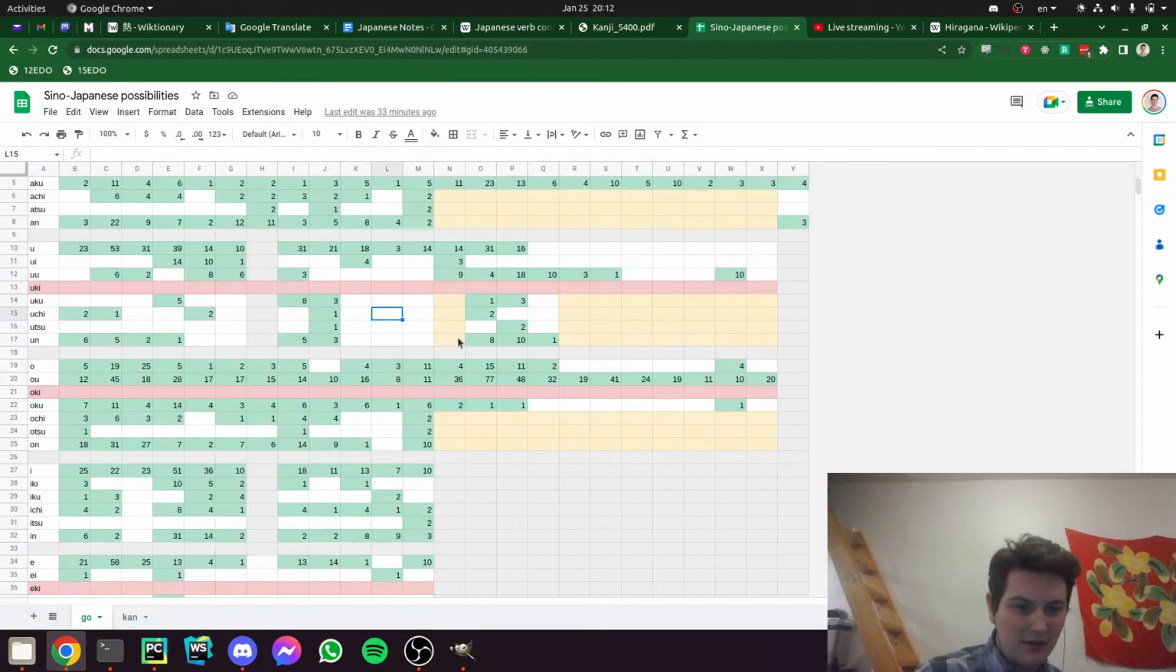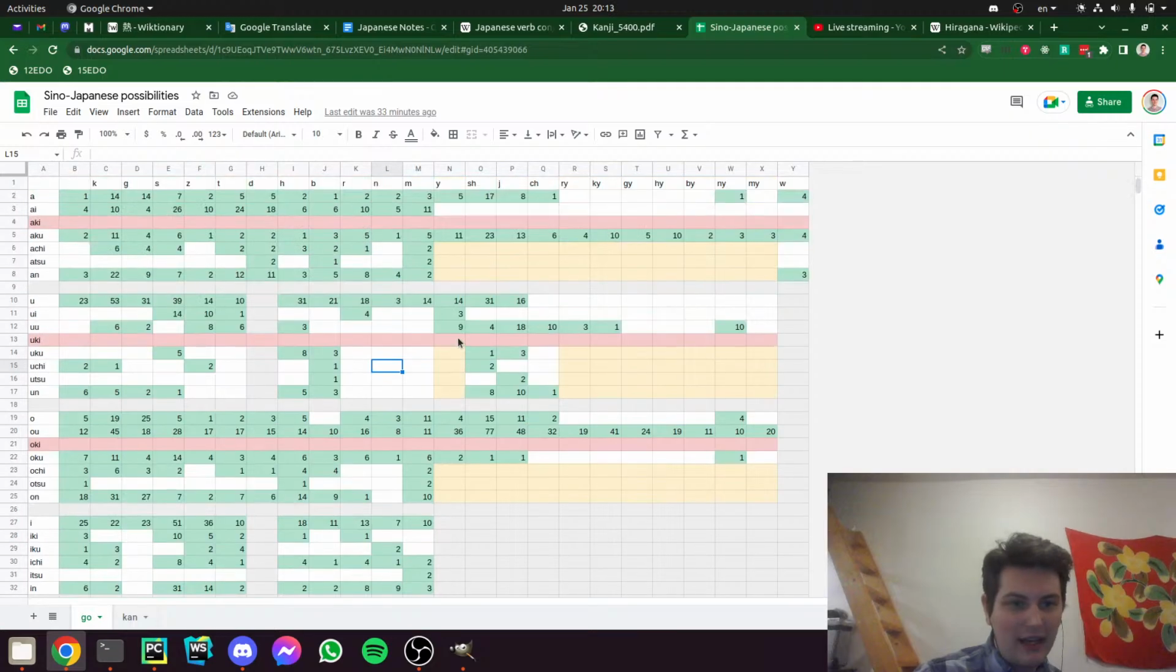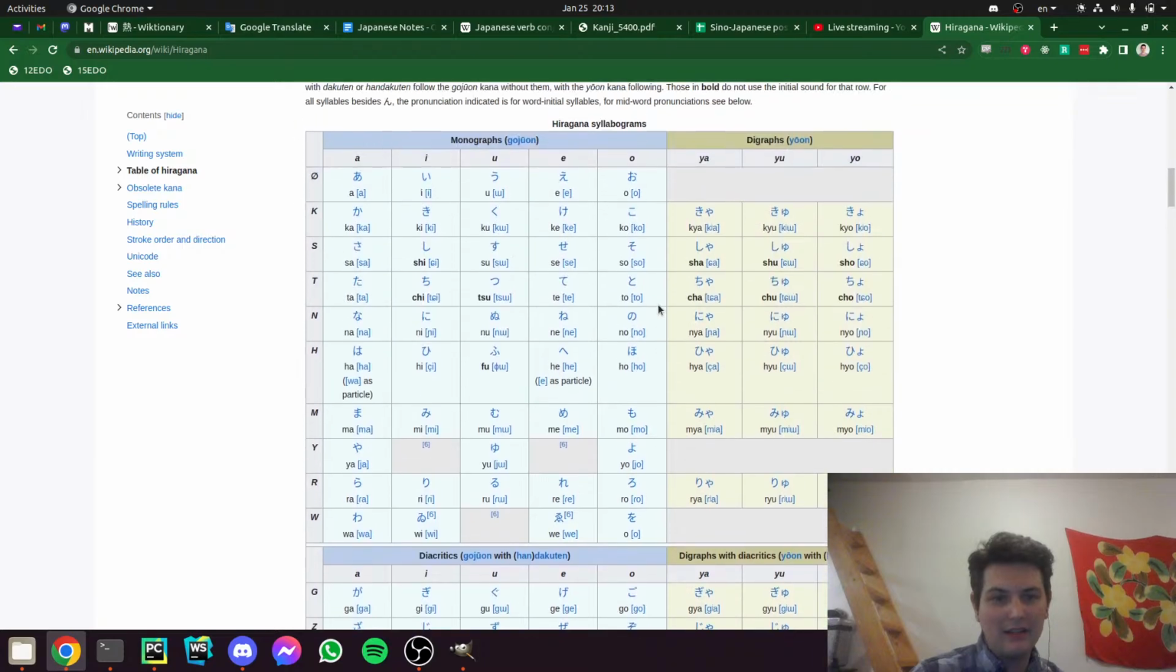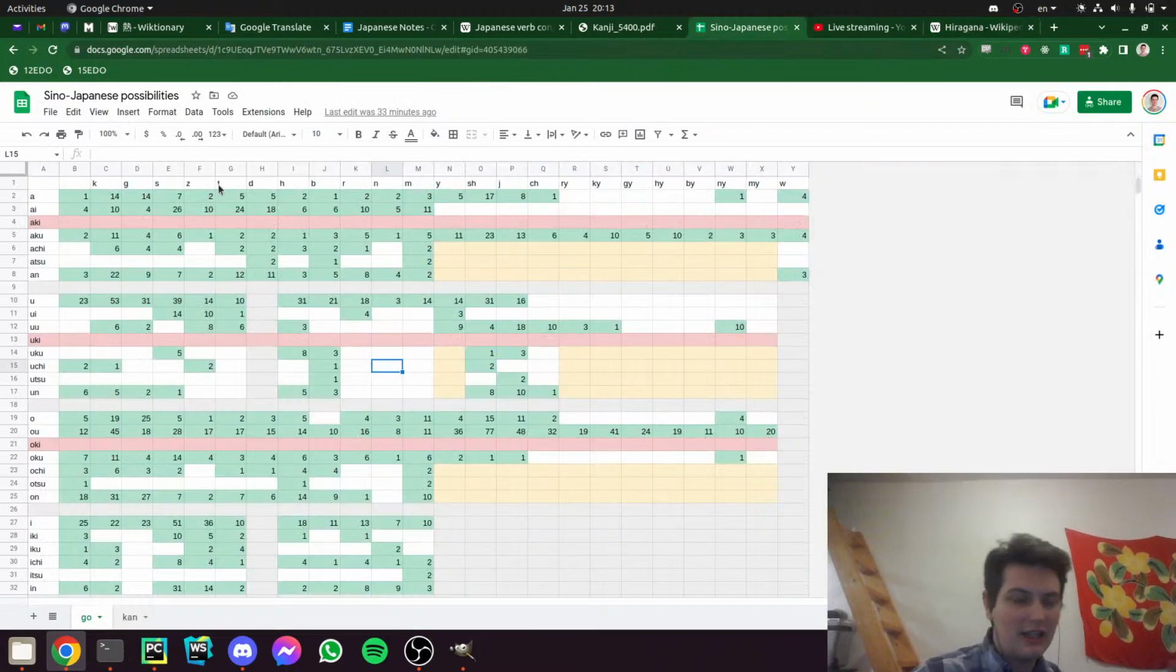So that's kind of what the gray areas are. The other thing I want to say is, obviously some of these combinations don't really occur. You don't have ti, you don't have tu. These are chi and su in actual Japanese pronunciation. But in the same manner as kana tables, these are just kind of meant to be systematic.